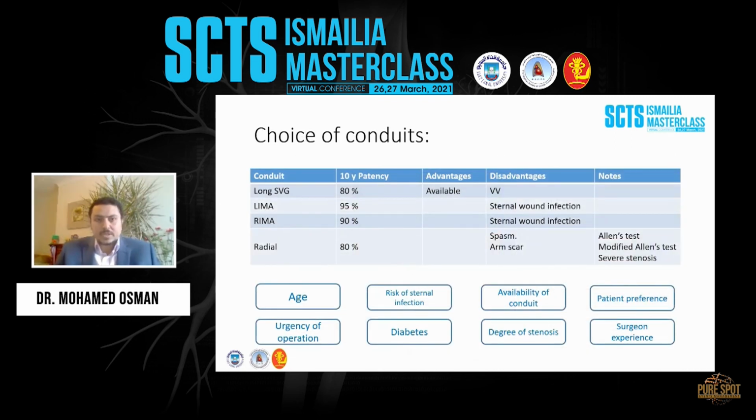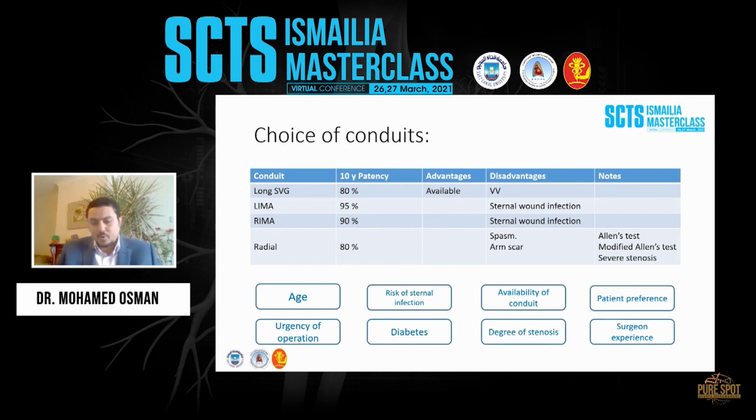There are many factors that affect the choice of conduit for coronary artery bypass graft surgery. Age is one of them. In young patients, we do prefer to give them more arterial grafts. Risk of sternal infection is another factor. For a patient who has COPD or is immunosuppressed, we usually try to avoid taking bilateral mammary arteries to reduce the risk of sternal wound infection.